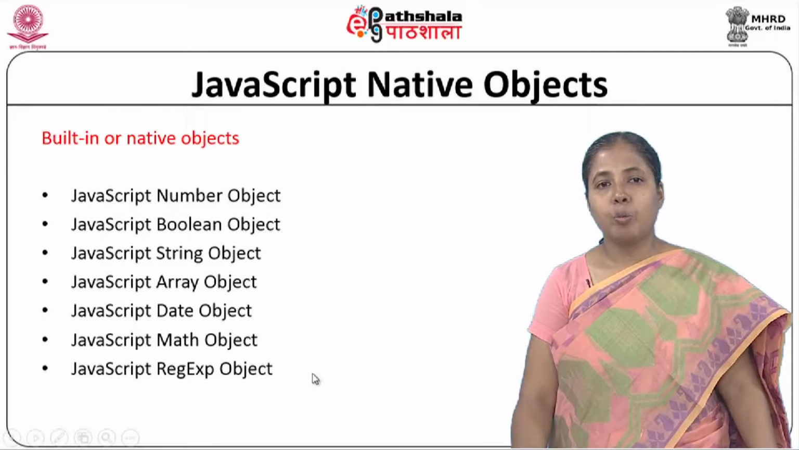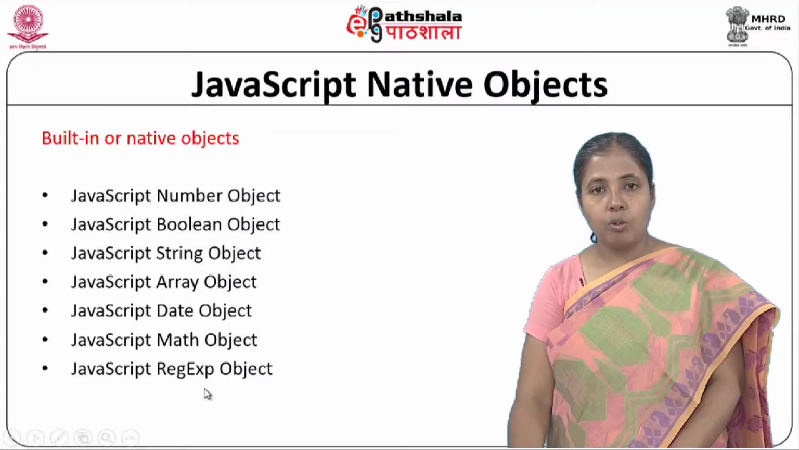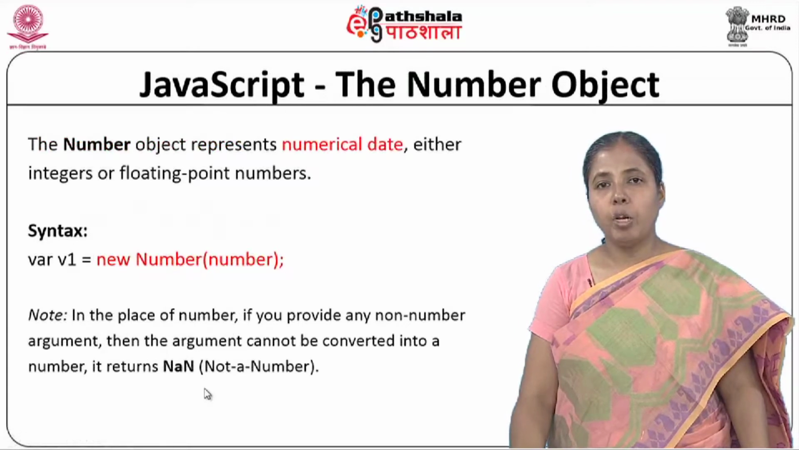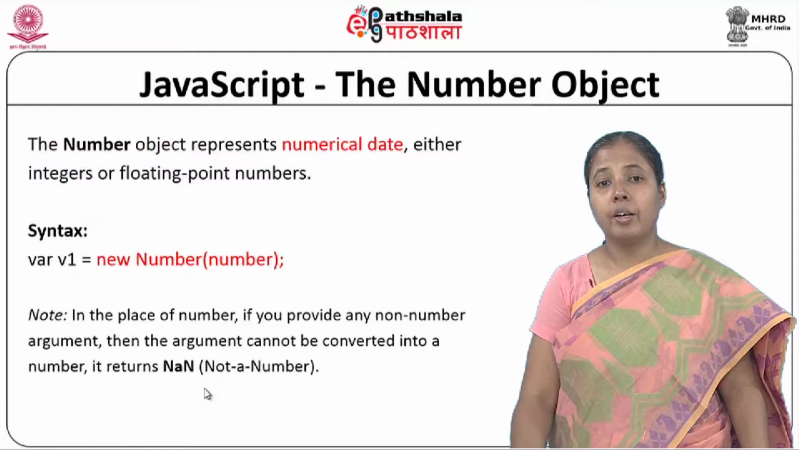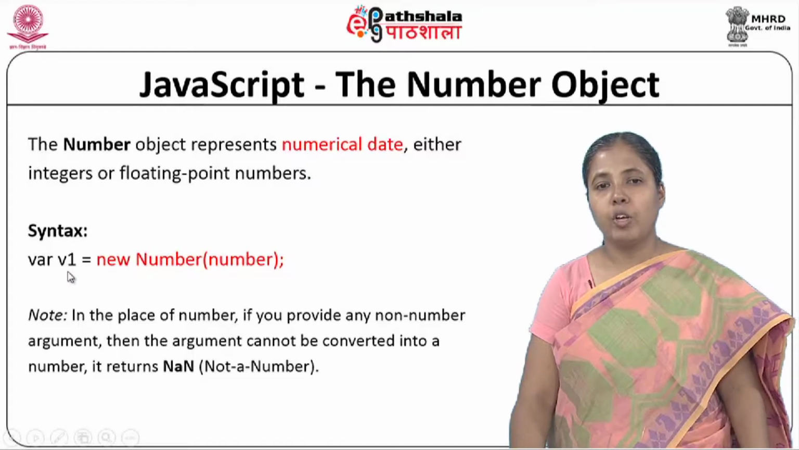And JavaScript also supports built-in objects like number, Boolean, string, array, date, math and regular expression. Coming to the number object, this normally represents numerical data, either integers or floating point numbers. Here you can see how you declare a number object. With a variable name, you can directly assign a number because number is a primitive type. You also have an equivalent predefined object called Number in JavaScript. You can use this predefined object to create a number, or you can directly assign an integer value to a variable.